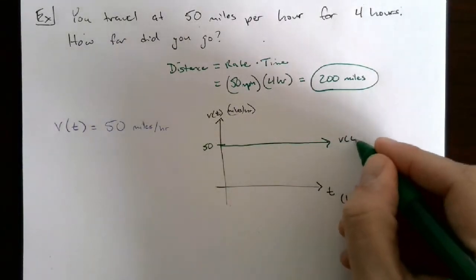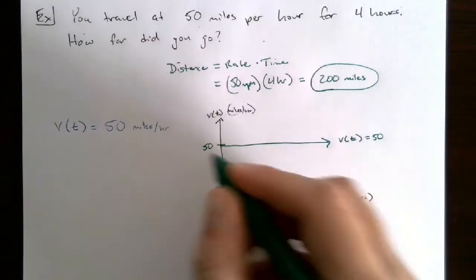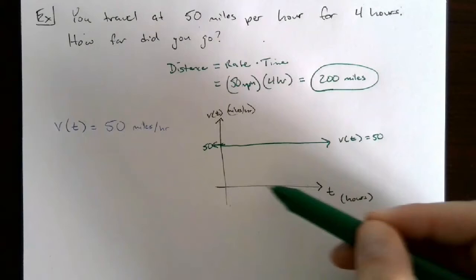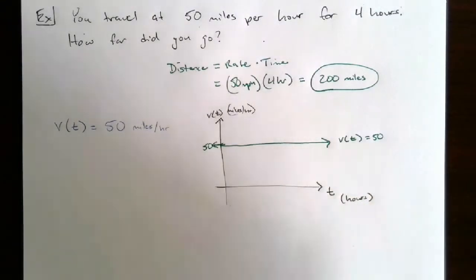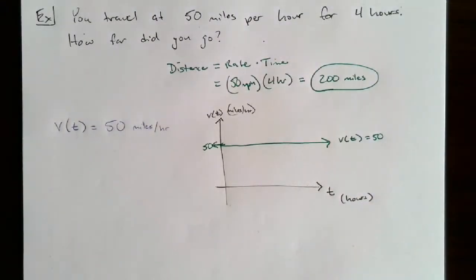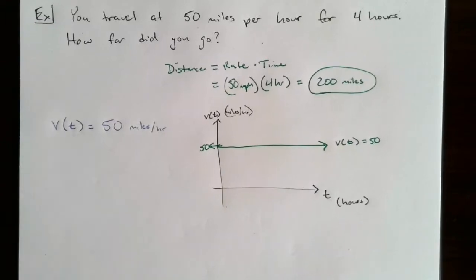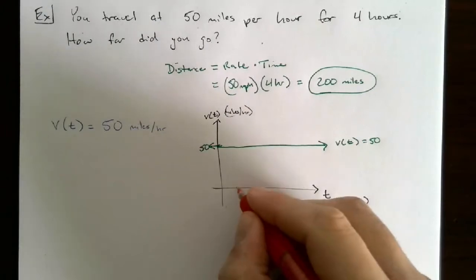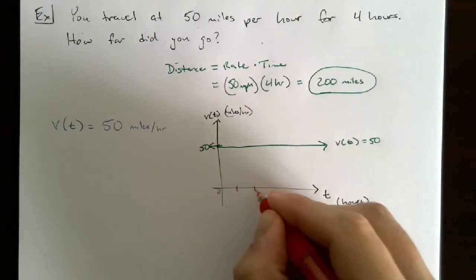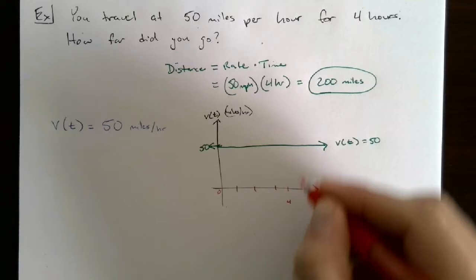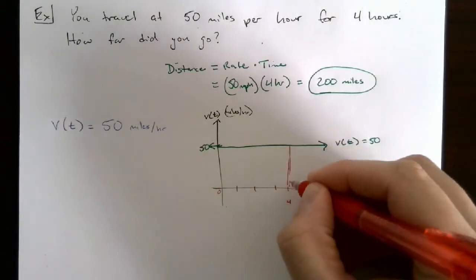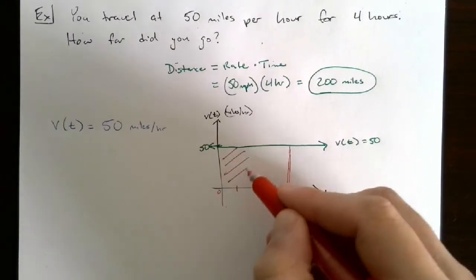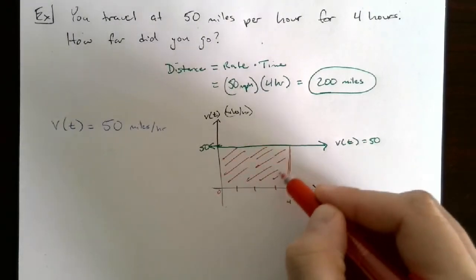This is the line v of t equals 50. It actually goes on forever in both directions. Keeping in mind, though, that since t is time, we're not going to use anything to the left of 0. And now, suppose I said, how far did you travel over the first 4 hours? Well, if I had the time as 4 hours, so we start at 0, 1, 2, 3, 4, right, what I'm really going to look at is this area under the function there.